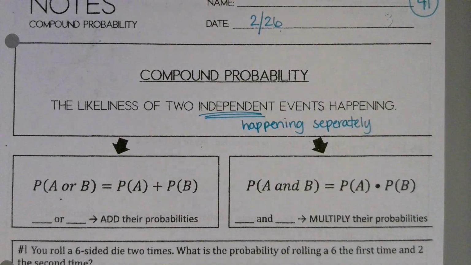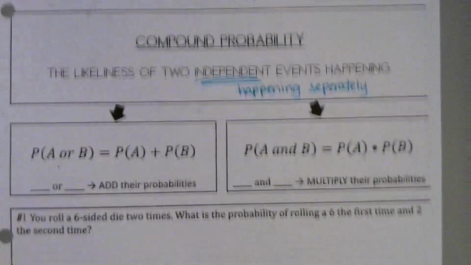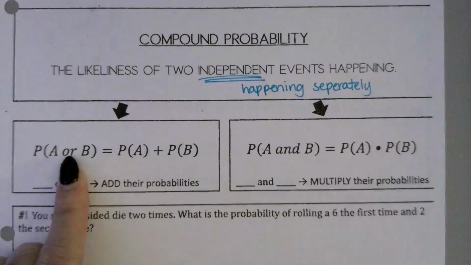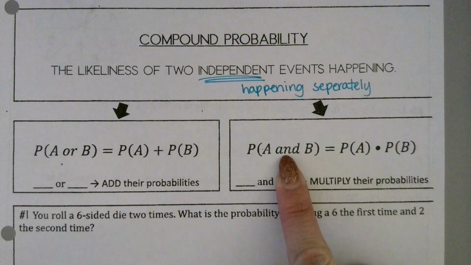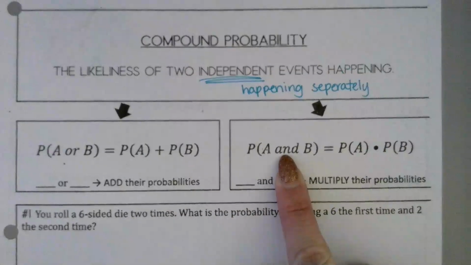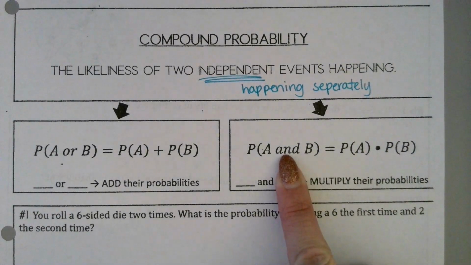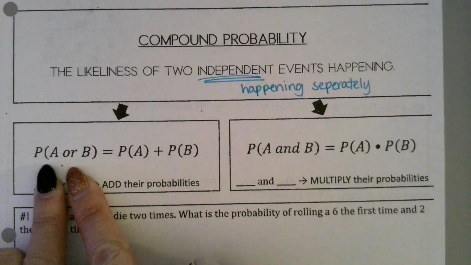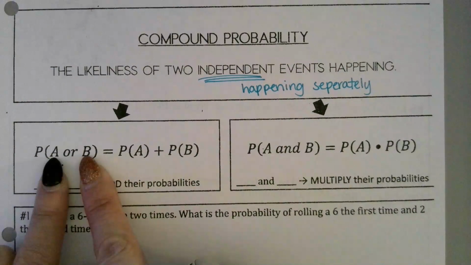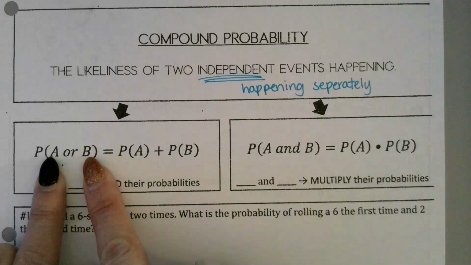All right, compound probability is denoted by one of two words in a word problem. It is either "or" or it's "and." Somewhere in the problem, it's going to say this or that, or it's going to say this and that. And that's how we know the difference. We use this notation, which you saw last week with the P, and then on the inside, it will be event A or event B.